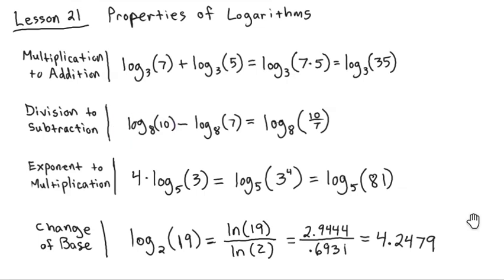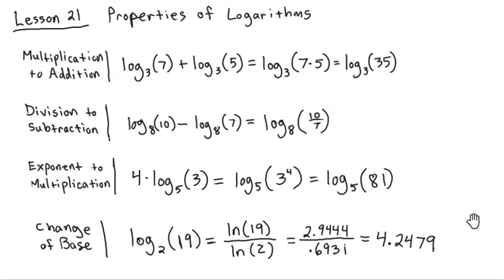So log base 8 of 10 minus log base 8 of 7 is the same thing as the single logarithm log base 8 of 10 divided by 7. So subtraction becomes division. But you can also go the other way, and you can break apart division and turn it into subtraction. Then we have what I call the exponent to multiplication, or multiplication to exponent property.